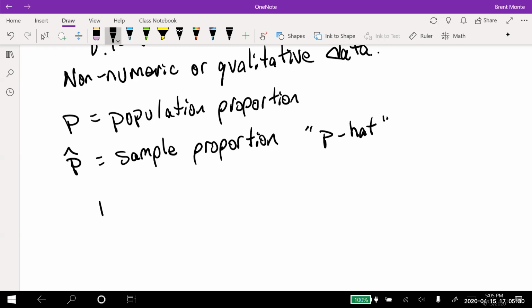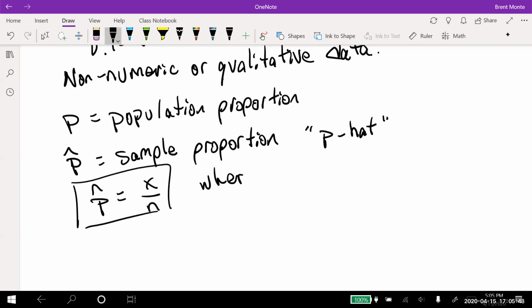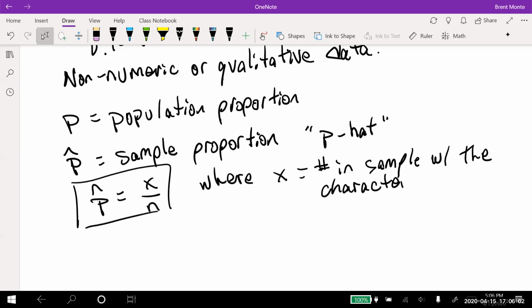And then the formula for P hat is just X over N. And we know that if we're going to find the proportion of something, we would just say there's 12 out of 50. Well, we just put 12 divided by 50. So there's my formula, where X equals the number in the sample with whatever characteristic we're looking for, with the characteristic. And then N is the same as it always is, sample size.